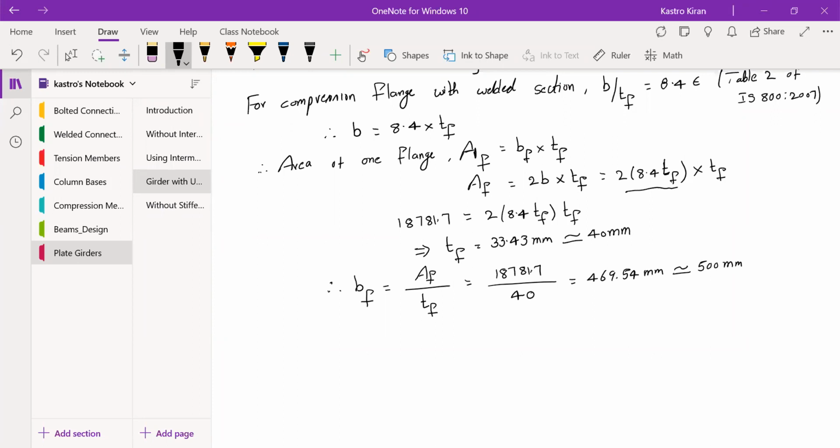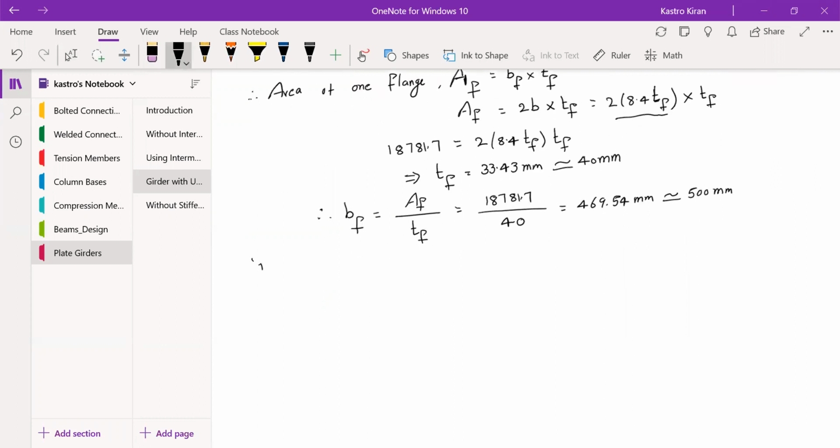You can also take 470 or 480, 490, but let's keep the higher value for safety conditions. So now you have got the thickness of the flange, that is 40 mm, and the width of the flange, which is 500 mm. So let's write the dimensions of flange. Therefore, dimensions of flange equals 500 mm by 40 mm. 500 mm is the width and 40 is the thickness. Okay, so that's how you're going to find out the flange dimensions.